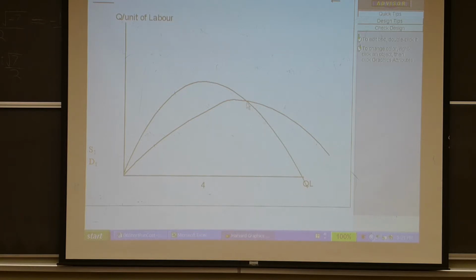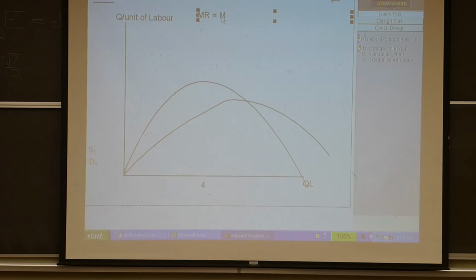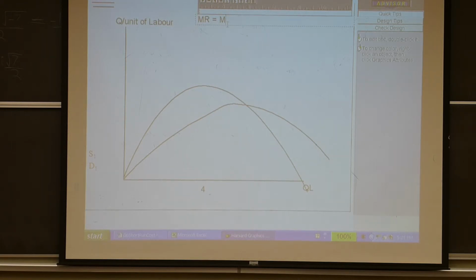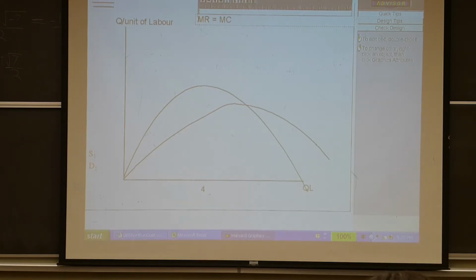Now I'm going to use our fundamental result using marginal revenue and marginal cost. It turns out we can show, we're going to get to this later, that marginal revenue equals marginal cost maximizes the profit you get, right? The rule would be: hire labor up to L, where marginal revenue equals marginal cost.